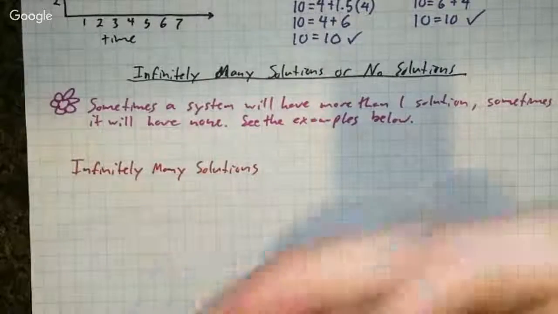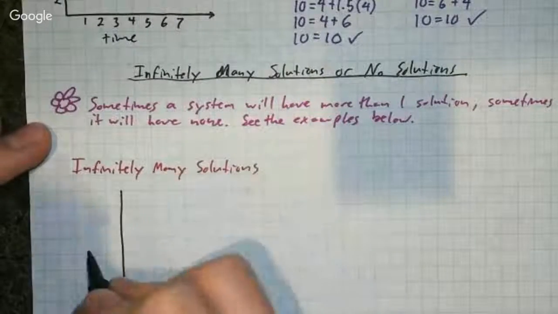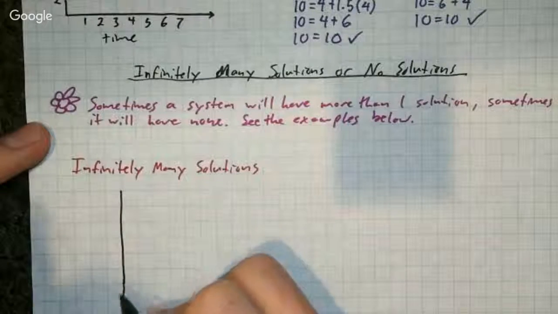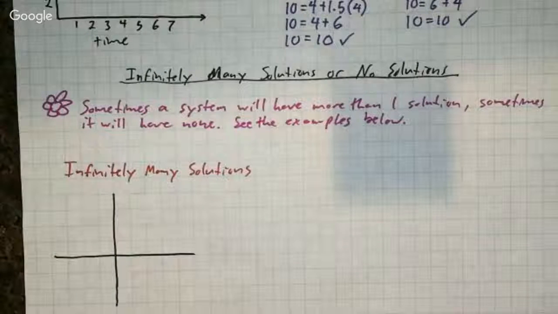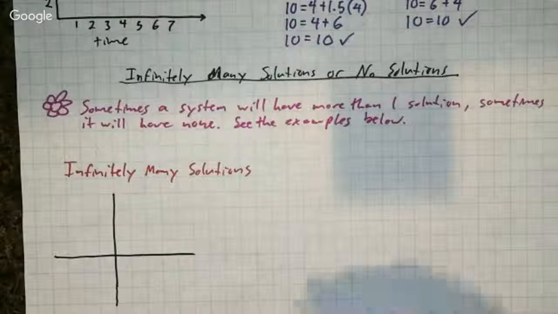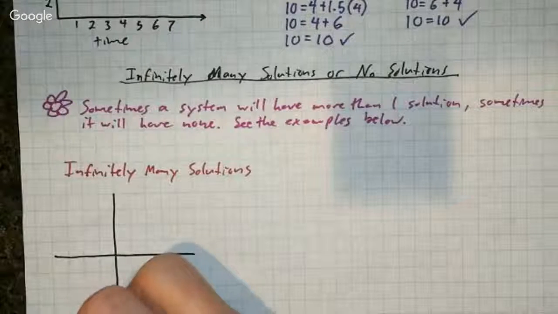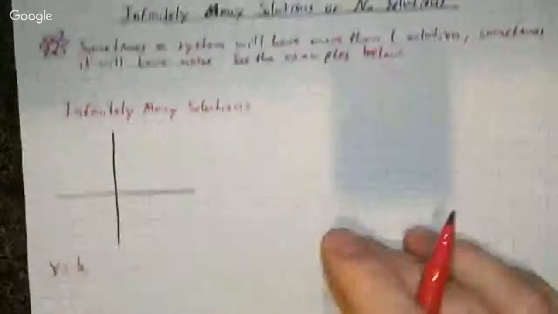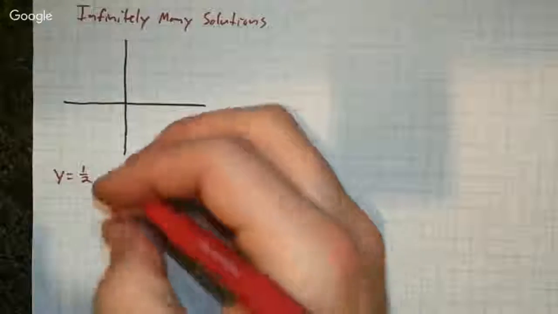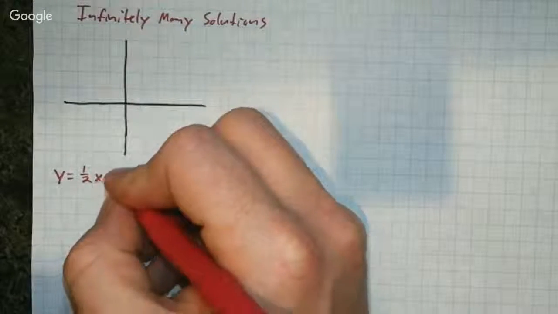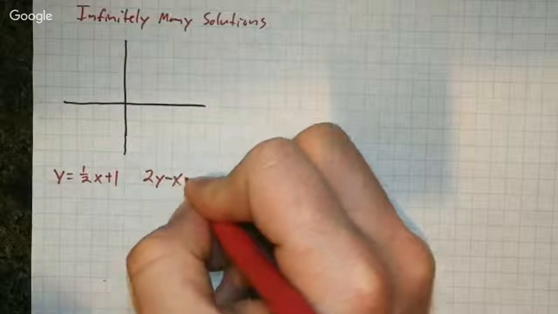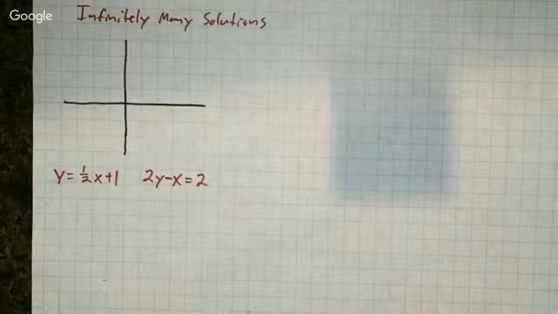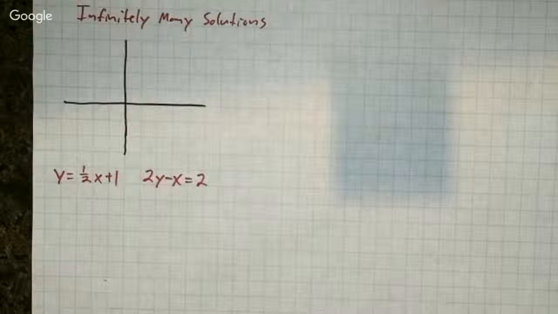So let's draw a little graph here. Okay, and what if we have a situation where these are our two equations? Y equals 1/2 x plus 1. And the other one is 2y minus x equals 2. Now, both of them are not in y-intercept form. So let's go ahead and convert this one to y-intercept form.